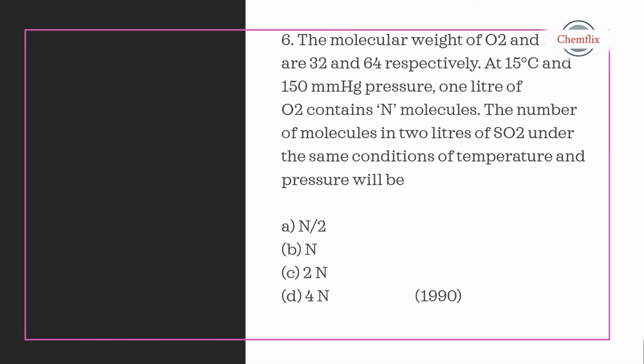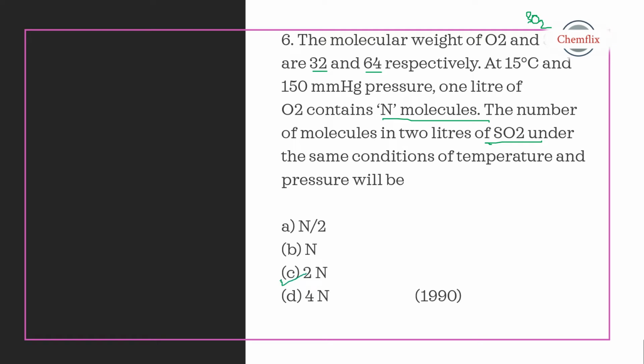Moving to the next question. The molecular weights of O2 and SO2 are 32 and 64 respectively at 50 degrees Celsius and 150 mm Hg pressure. 1 liter of O2 contains N molecules. The number of molecules in 2 liters of SO2 under the same condition of temperature and pressure will be 2N, right?